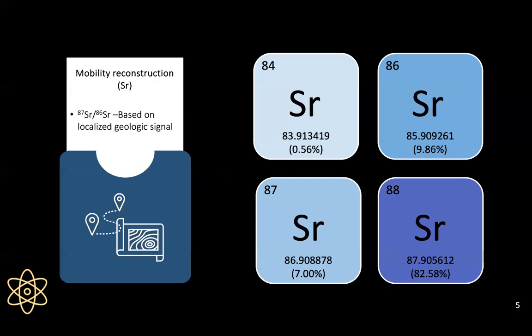Just briefly, there are four isotopes of strontium. There's 84, 86, 87, which is radiogenic, and 88. So strontium 87 and 86 ratios are valuable for archaeologists because strontium values in bone and tooth enamel are reflective of where on the landscape these fauna were eating their food sources from.